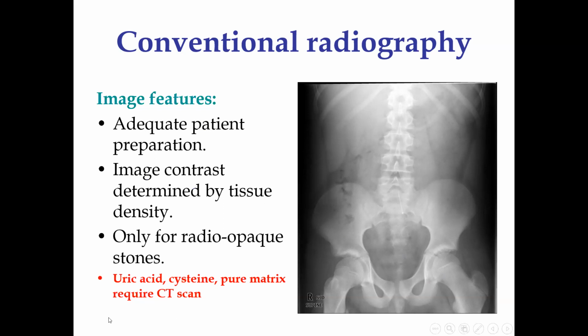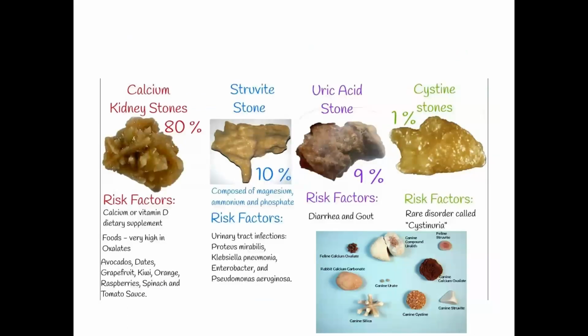So the stones that are not radiopaque are uric acid, cysteine, and matrix stones. They make up around 10%. Okay, this is the composition. Remember, the stones that are visible are going to be the calcium stones. By far the majority of the stones are going to be calcium stones, 80% of them. And that is why they are visible. Calcium can be in any composition. They can have other components like magnesium, calcium phosphate, calcium ammonium. They can have a sort of mixed picture.